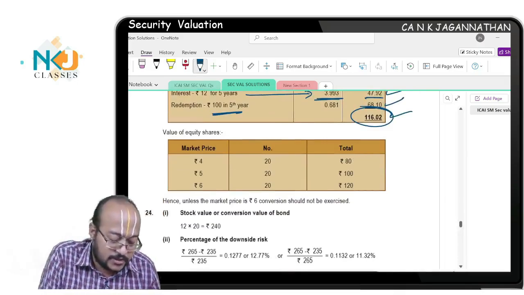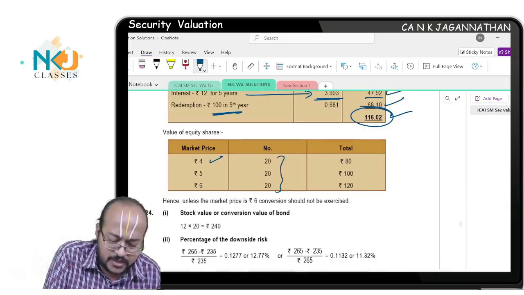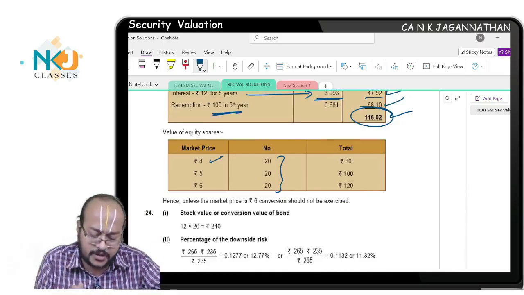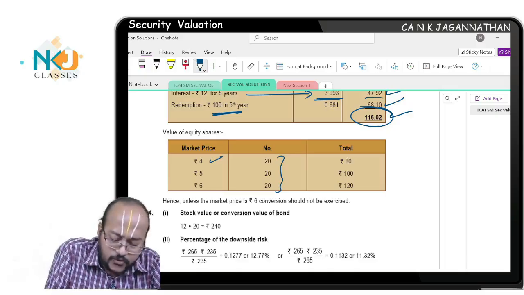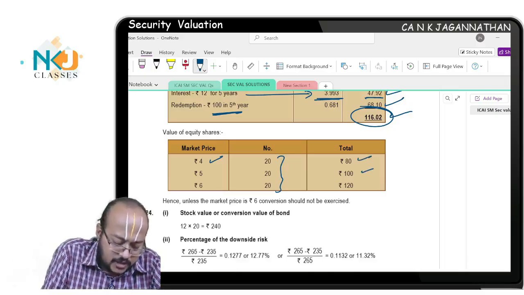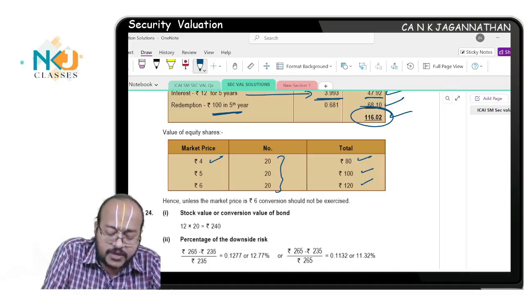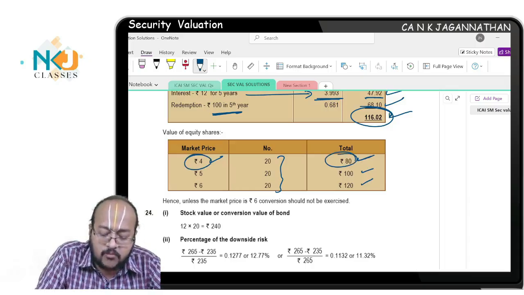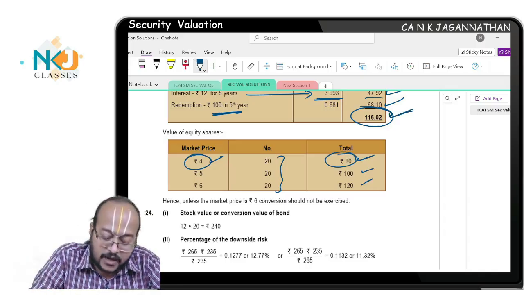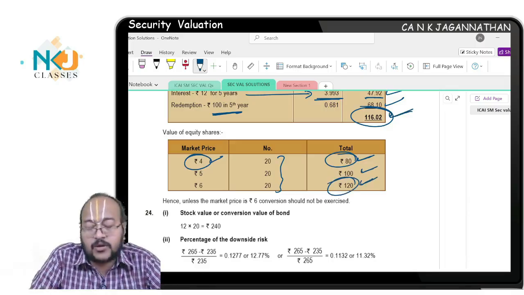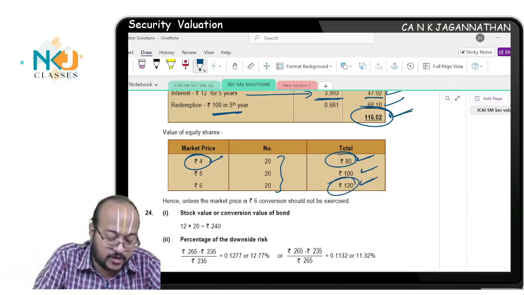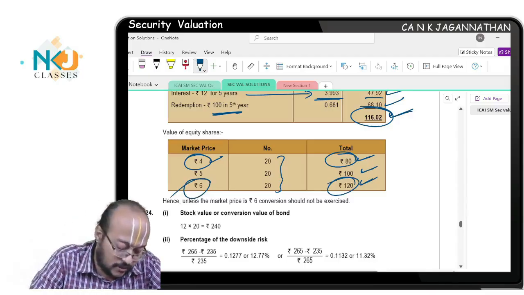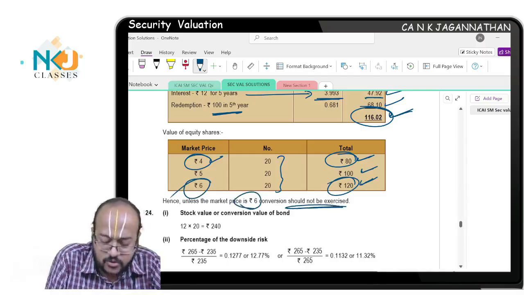Now what you do, see. At market price 4 rupees, the number of shares will be the same. The number of shares allotted for each bond will remain the same. It will be given in the instrument itself while giving you the conversion option, correct? It is 20; number of shares will not change. 20 into 4, 80. 20 into 5, 100. 20 into 6, 120. Tell me, children, if the value is 80 rupees at 4 rupees market price, will you exercise your right? No. Why? Because the bond value is higher than the equity value. You will never exercise. At 100 also you will never exercise, but at 120, if equity value becomes 120, I will exercise my right. When the share price is 6 rupees, I will exercise my option to convert. Hence, unless the market price is 6 rupees, conversion should not be exercised.